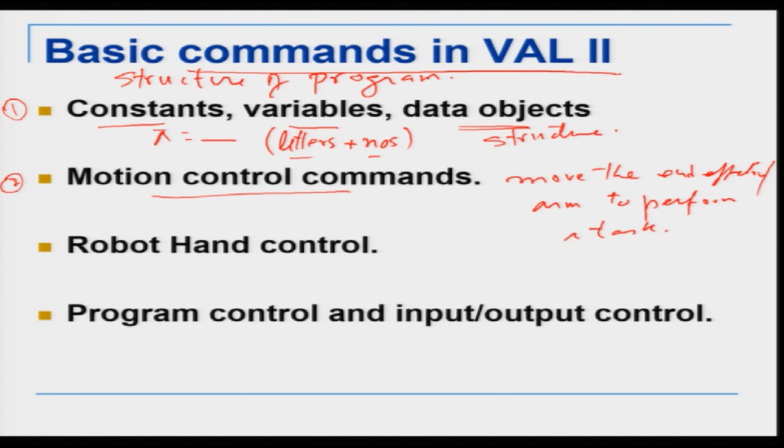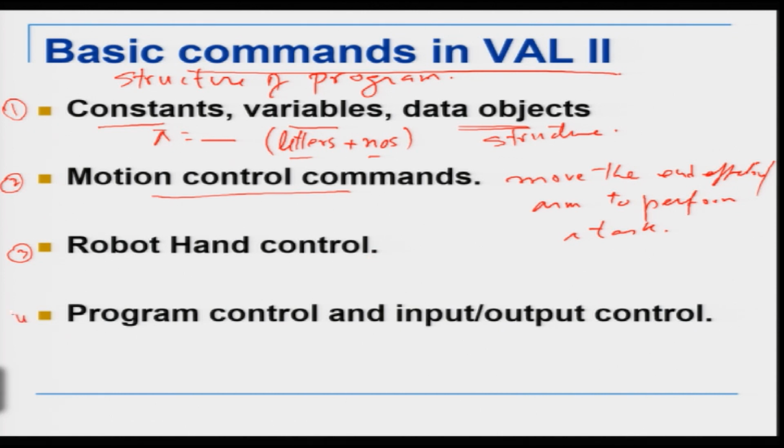Okay. So, a robot moves in space, we know, to do a task. To move the robot end effector or the arm around, we normally use our motion control commands. Then the third part of the program is the robot hand control. The robot is going to do a task, it has a gripper. So, the hand control command would be, for example, open the gripper, close the gripper. So, the third part would be hand control command.